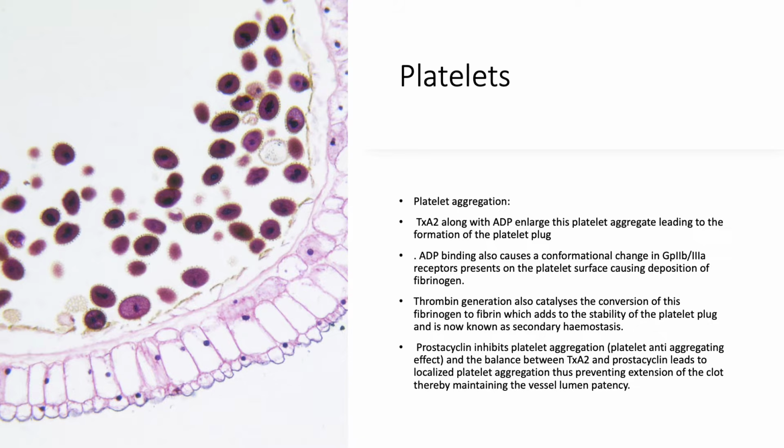Prostacyclin inhibits platelet aggregation, and the balance between thromboxane A2 and prostacyclin leads to localized platelet aggregation, thus preventing extension of the clot, thereby maintaining vessel wall lumen patency and continuation of blood flow after the clot has formed.